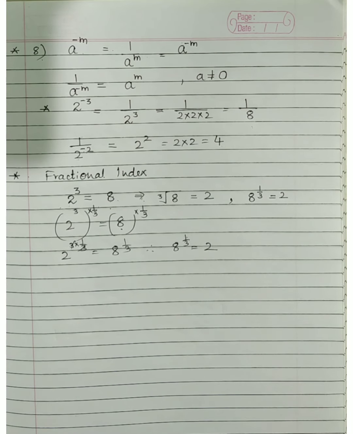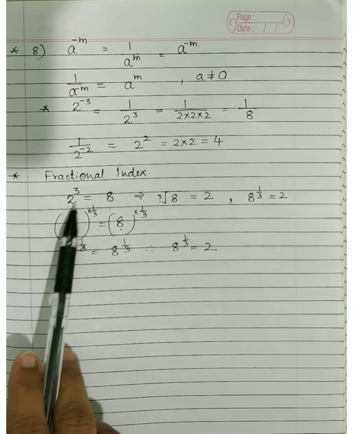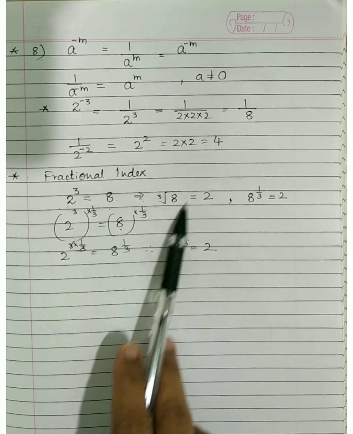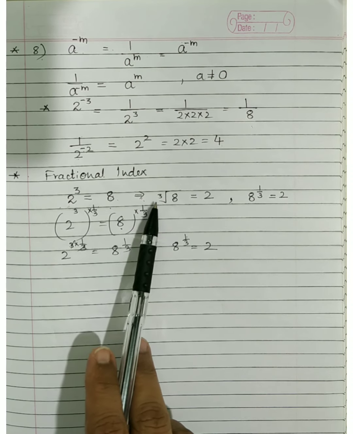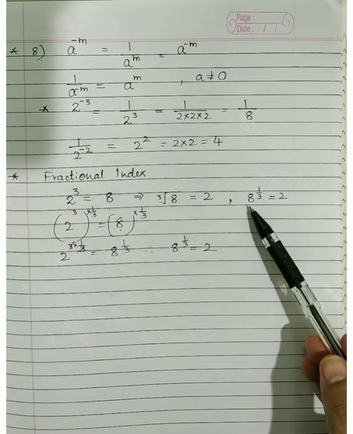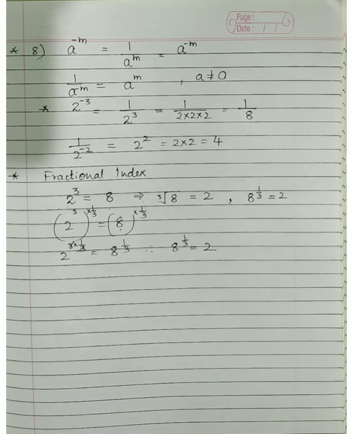So there are 3 ways of presentation I have shown. 2 raised to 3 is 8. Cube root of 8 is 2, which, if you do not use the radical sign, you can write in index form. What is the index form of that? 8 to the power 1 upon 3.